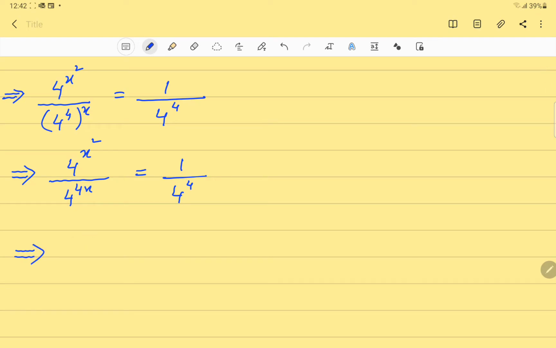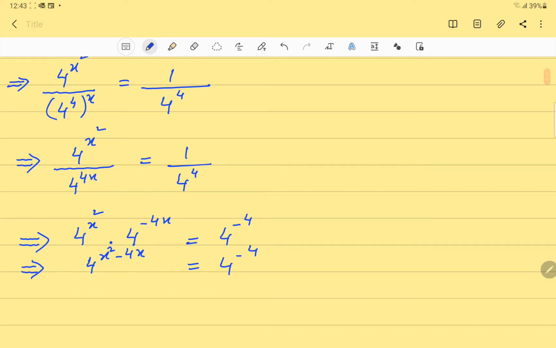Now we can take the denominator 4 raised to power 4x up and it will become like 4 raised to power minus 4x, and same thing we are going to do on the other side. So its power will also become minus, so it will become 4 raised to power minus 4. These two we can combine. 4 raised to power x squared minus 4x is equal to 4 raised to power minus 4.